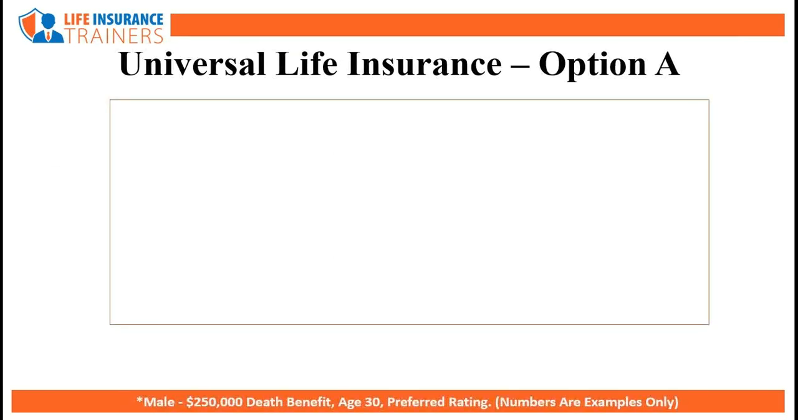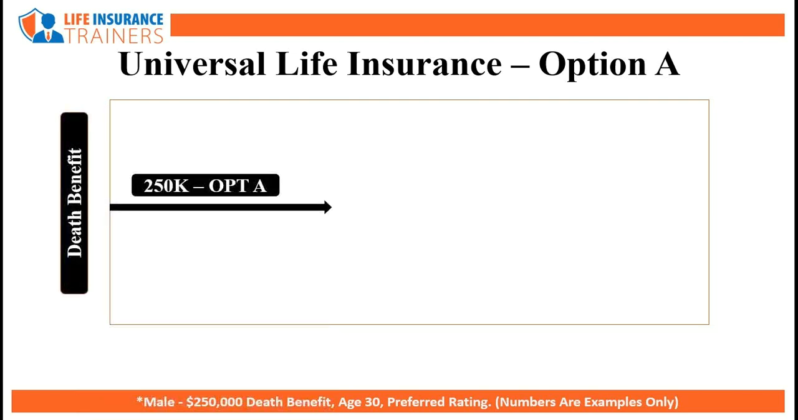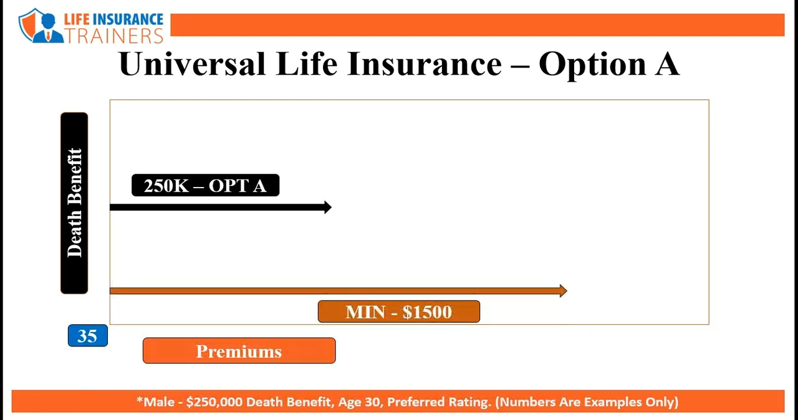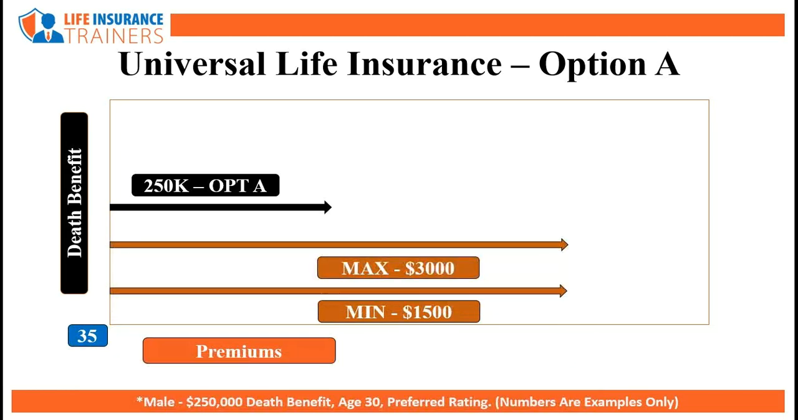Now, let's look at this. Let's consider a male, $250,000 coverage, age 30, preferred rating. These numbers, of course, are examples only, but I wanted to give you a visual. Option A is a level death benefit. So then you're going to be putting some premiums in there. Let's just say the minimum premium is $1,500 a year, and the maximum premium is $3,000. Again, I'm just making some numbers up here to give you a visual.